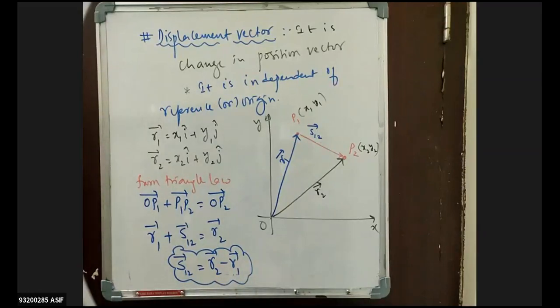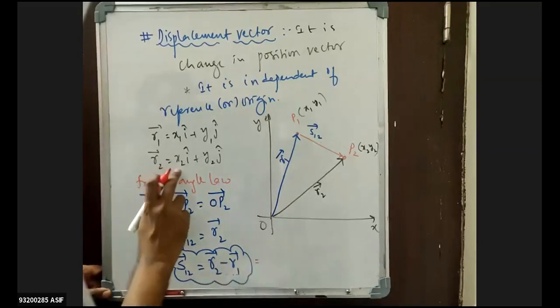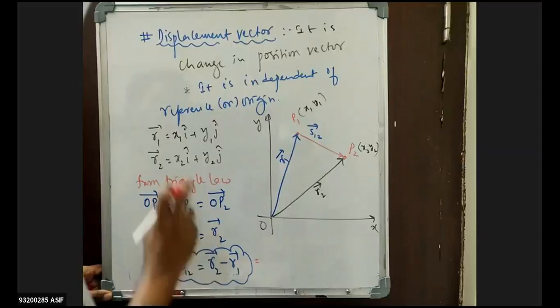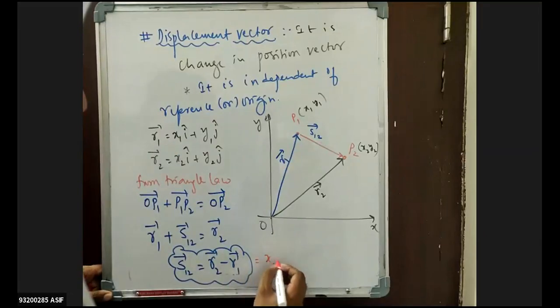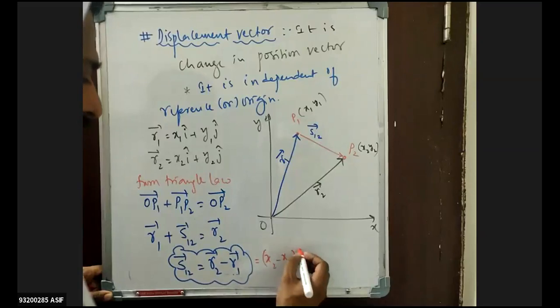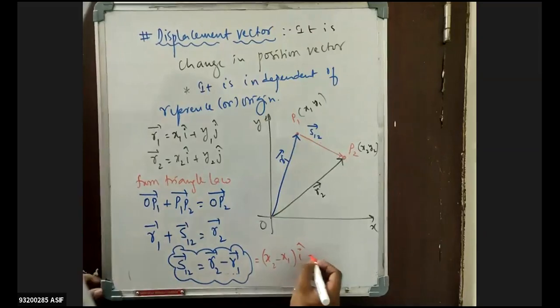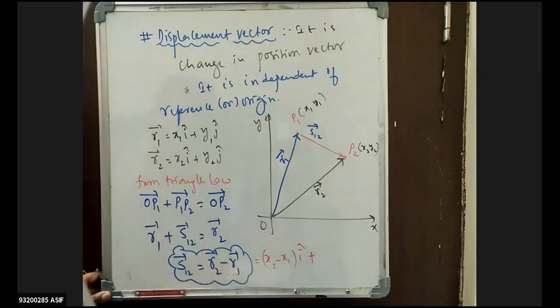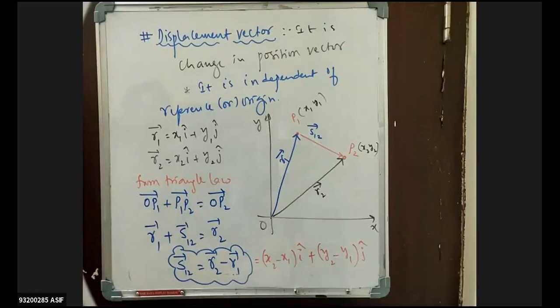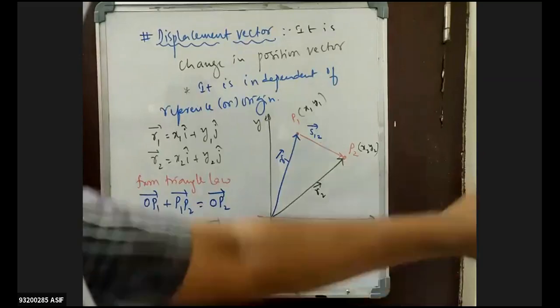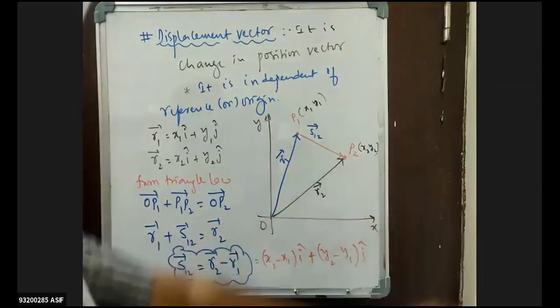Now if I'm writing in terms of X and Y, can you tell me how to write the value of this one? R2 value is equal to X2, and R1 is nothing but X1. That means I can write this as X2 minus X1 into I cap. Can I write like this, beta? X2 minus X1 I cap. The same way, plus Y2 minus Y1 J cap, in terms of coordinates. If it is in 3 dimensions, then you can write X2 minus X1, Y2 minus Y1, plus Z2 minus Z1, sorry, Z2 minus Z1.